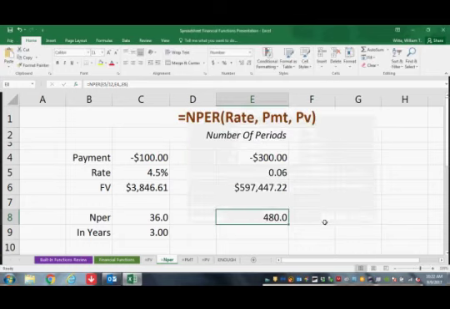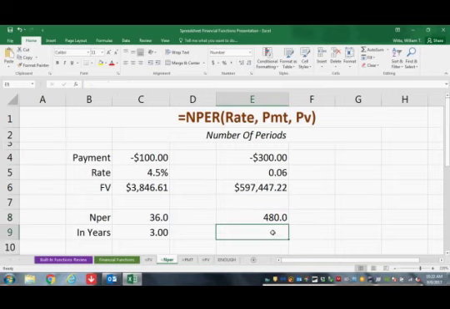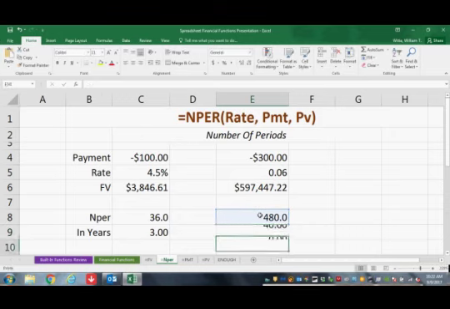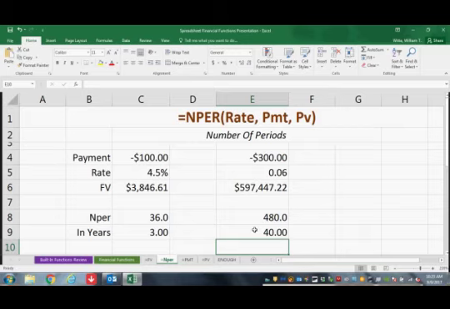Because if I click OK, 480 months, if I adjust that to be how many years, I'll begin with equals and say I want this cell divided by 12. How many years? Do we remember what that was? 40 years. Son of a gun. So how many years would it take me to save this amount of money is answered here.